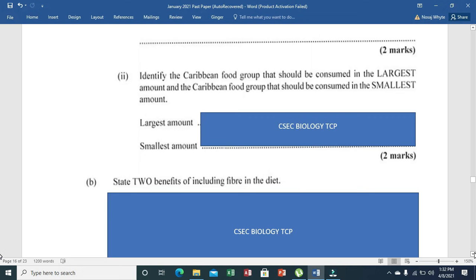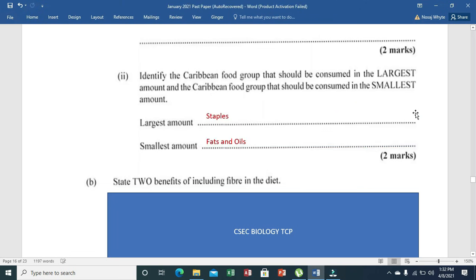Identify the Caribbean food group that should be consumed in largest amount and the Caribbean food group that should be consumed in the smallest amount. Now here we're talking about food group, not about nutrient. So please don't think about carbohydrates, fats and protein and minerals, that's not what we're talking about here. We're talking about food group. So the largest food group is of course going to be your staples. I'm sure that somebody said that. Staples. And the smallest is of course going to be your fats and oils.